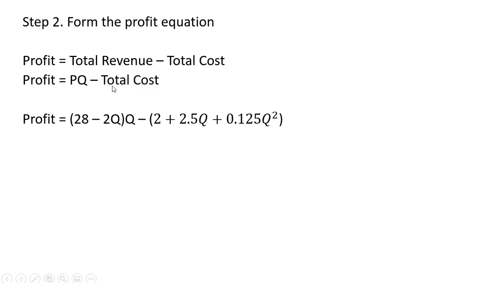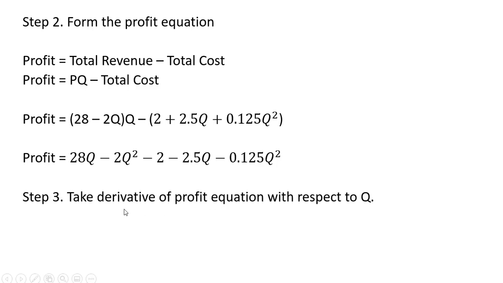The next step is we're going to just subtract out total costs. So we had that total cost equation. So we're going to subtract out total cost. And now let's simplify this profit equation. 28 times Q is 28Q, minus 2Q times Q is minus 2Q squared. And then I'm going to distribute this minus sign through the parentheses here, and we get the following.